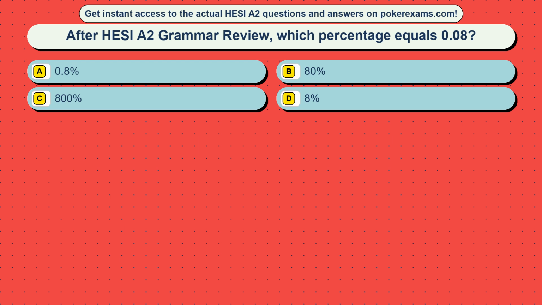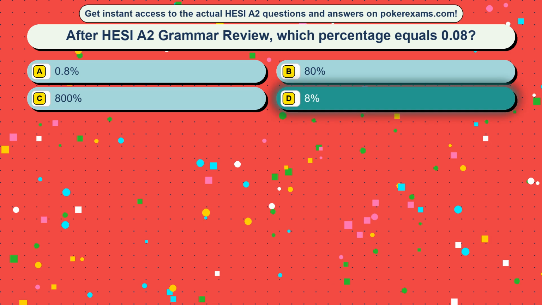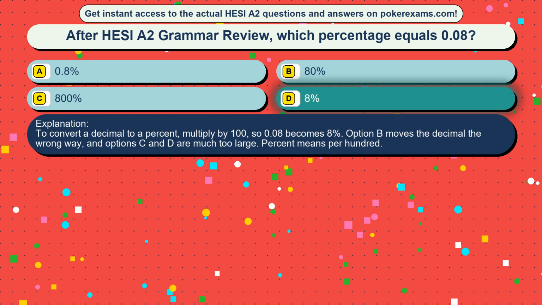Option A, 0.8%. Option B, 80%. Option C, 800%. Option D, 8%. The correct answer is option D, 8%. To convert a decimal to a percent, multiply by 100, so 0.08 becomes 8%. Option B moves the decimal the wrong way, and options C and D are much too large. Percent means per hundred. Question 7.